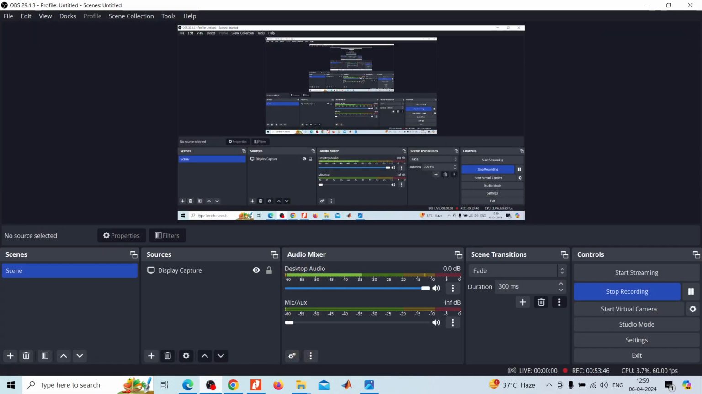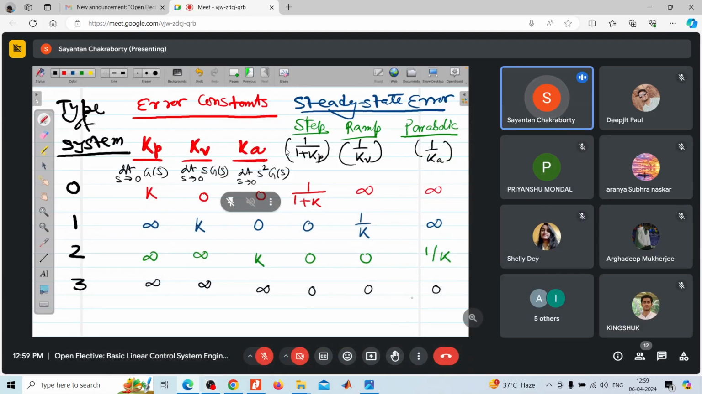Right? Now, if you look at the table, one thing is very clear. Type 0 system can only follow a step input. It cannot follow ramp or parabolic input, and it follows a step input with a steady state offset given by 1/(1+Kp), which we can reduce by increasing the value of Kp, but cannot eliminate. There is a restriction. There will be offset following a step input. And for ramp and parabolic input, it cannot follow.